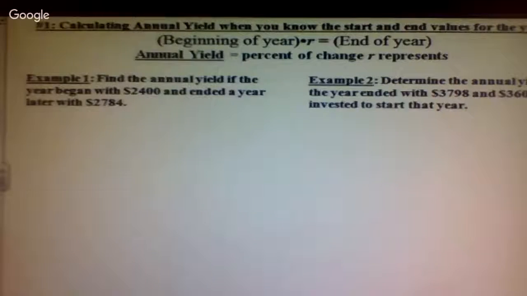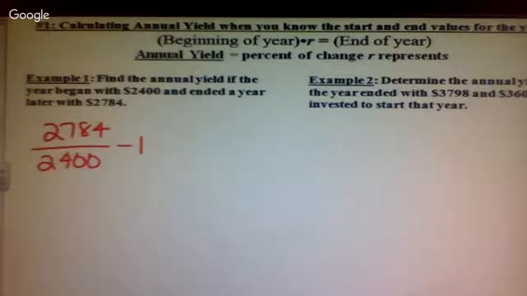All right, so, calculating annual yield. Find the annual yield if the year began with 2,400 and ended with 2,784. So what's my new amount? How much do I have at the end? 2,784. I started with 2,400, and we subtract 1. What do we get? 0.16, which is what as a percentage? 16% annual yield.